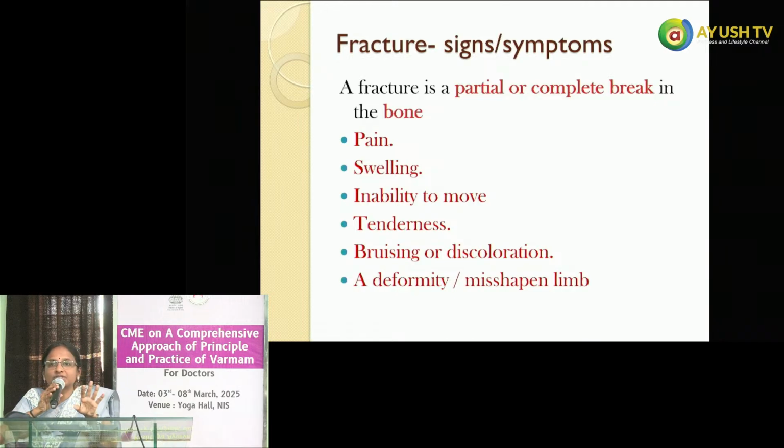As all of us know, a fracture is a break in the bone, a partial, halfway or complete break in the bone. The signs and symptoms we all know. The patient mainly gives a history of injury, and clinically presents with pain at the injured site, swelling and inability to move. There will be tenderness, swelling, restriction of movements, and there can be some bruising also, or if a deformity develops after injury, which was not there before, these are all signs of a fracture.